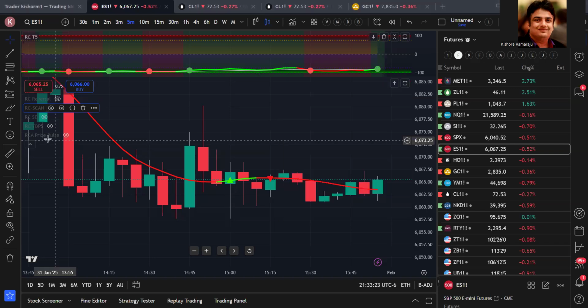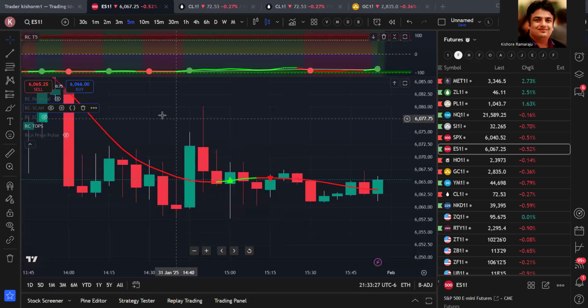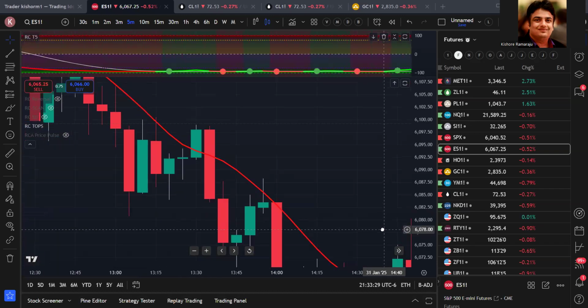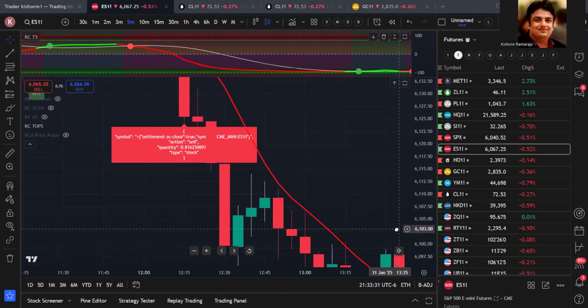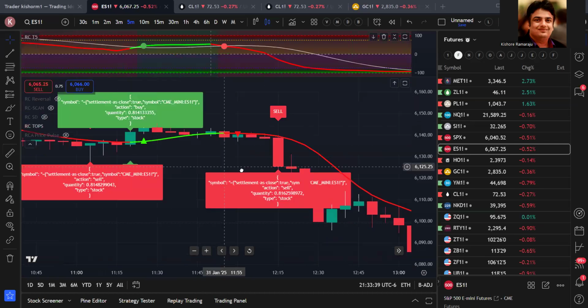So again, the tops is more like a strategy where you don't need to buy and sell. Basically, it will do the buy and sell for you. You have to connect it to any brokerage account or anything. Then automatically it will take the trades.